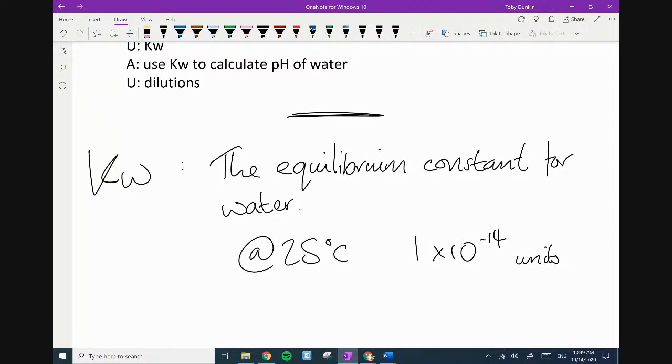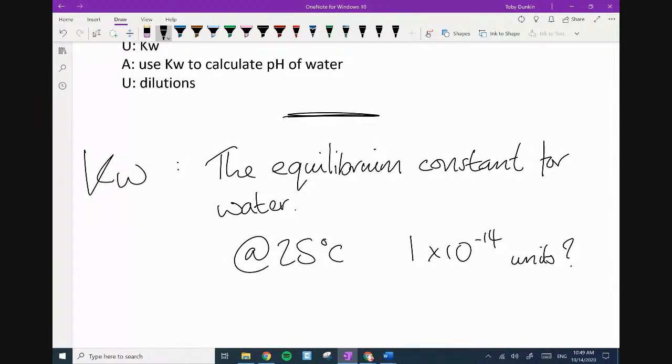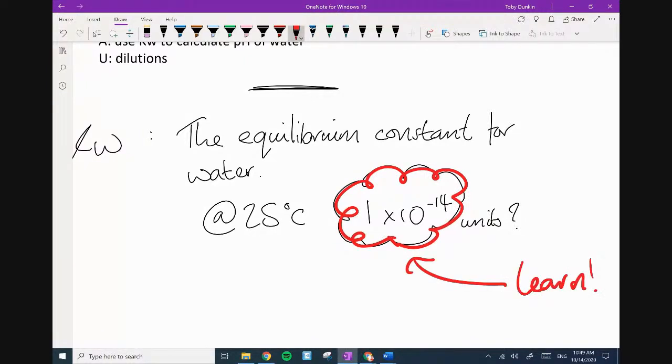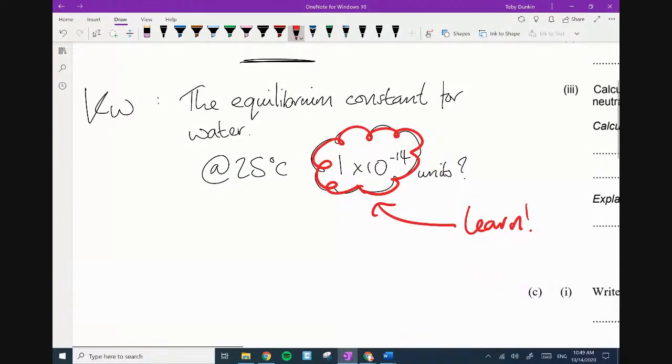It's always nice to apply our understanding of Kc to be able to work out units because they do that an awful lot. So unfortunately, guys, I'm going to put this in a nice sparkly red box. There you go. My laptop pausing there. Guys, learn this. You've got to have that value in your head. So that is KW at 25 degrees Celsius.